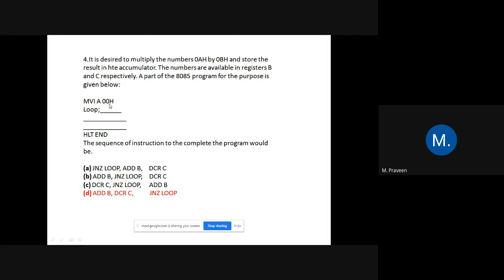That is ADD B. Already the A value is 00, so that value is going to be added with B. Then decrement C. And the third one is JNZ loop.